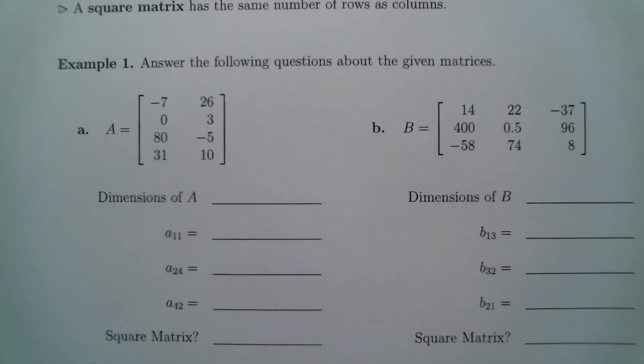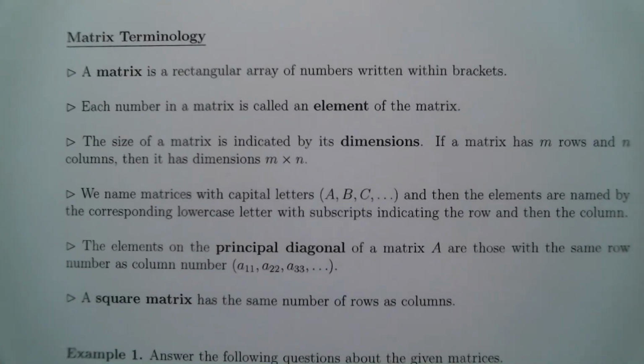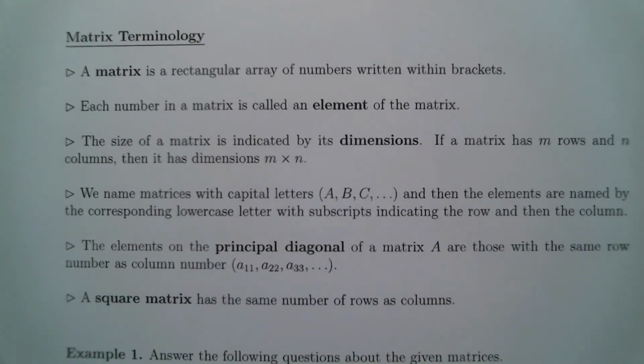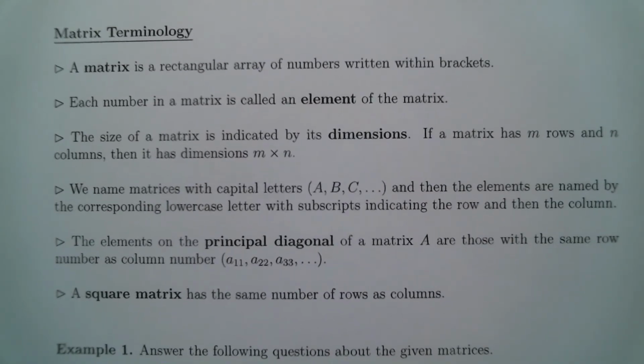Our book uses square brackets. You may have done this before, maybe in high school. Some books use large parentheses instead of large brackets. Either way, it means the same thing. Each number in a matrix is called an element of the matrix. The size of a matrix is indicated by its dimensions. So if a matrix has m rows and n columns, then it has dimensions m by n.